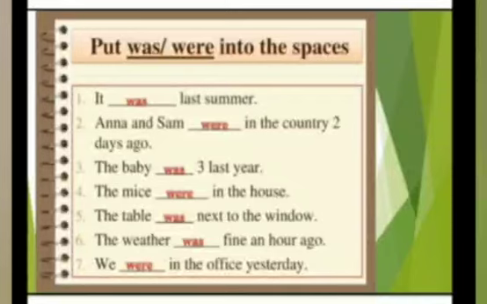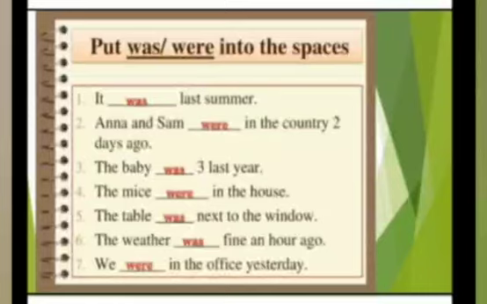The baby was 3 last year, which is already over. The mice were in the house. So probably the mice were in the house a few days back or a year back. We don't know about it, but something must have happened in the past. That means it is not happening right now. We are talking about something which is already over. It is finished. The table was next to the window. Probably the table was next to the window a few days back, but now it is not there. We have moved it. So it is something which has happened in the past.